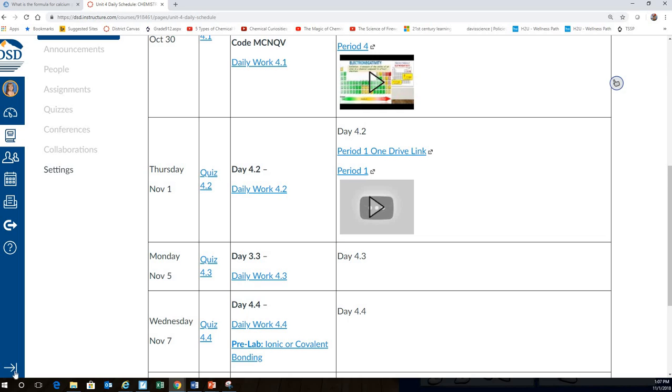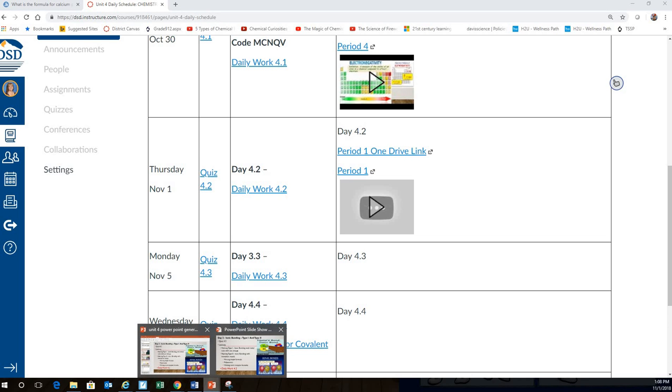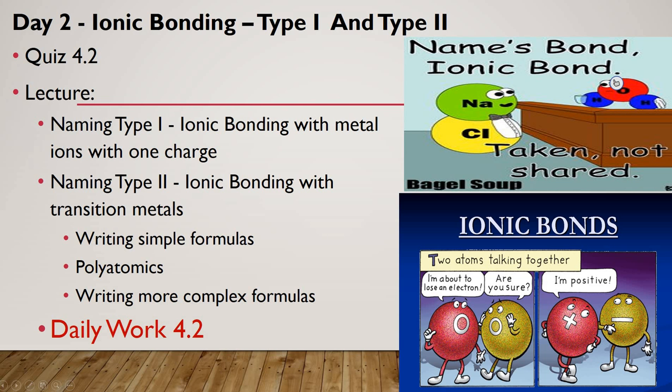I've already got period 1 up there. It hasn't come in as far as the picture, but it's ready to roll. So let's go ahead and get started. We are going to learn about ionic bonding today. We're going to learn about two types. I've actually divided it into four different types of naming for you so it makes it easier.